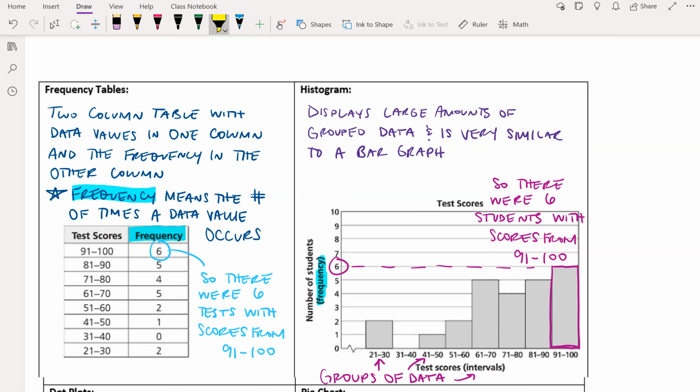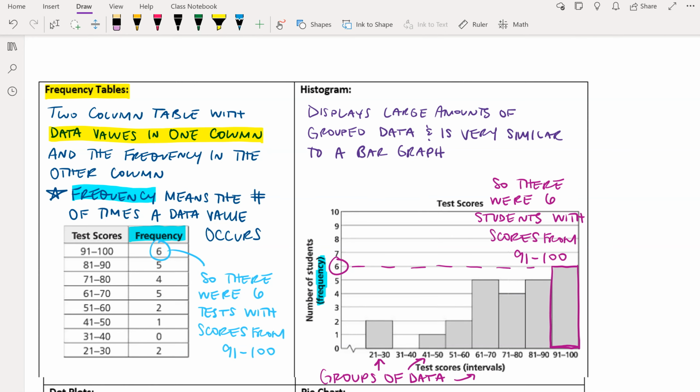So first we're going to talk about frequency tables. Frequency tables show up on the SAT a decent amount. It'll be a table, kind of like this one down here, where the data values are showing up in one column. So data values in one column, that would be like this column. We have a bunch of data values. So these are test scores. And then the frequency in the other column.